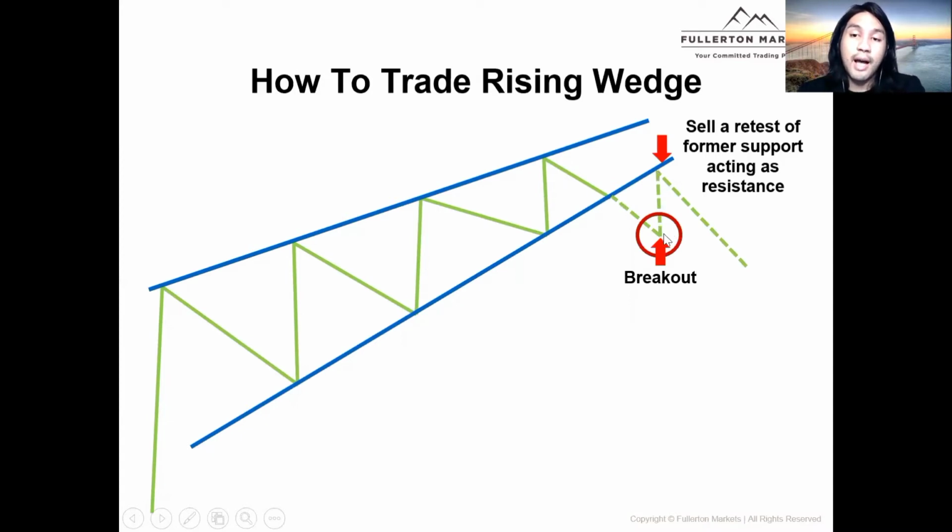So when there's a breakout, wait for prices to move back towards the resistance, and that's when you sell. If it fails to break into the area in between the support and resistance here, we want to short, we want to sell.